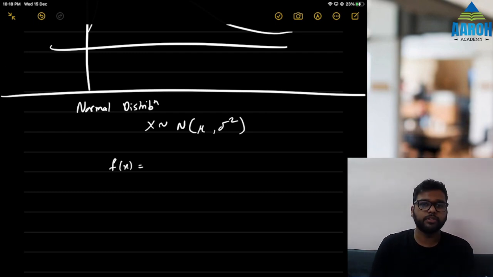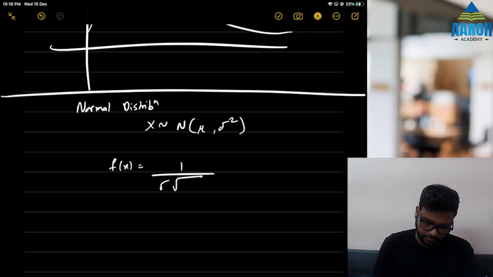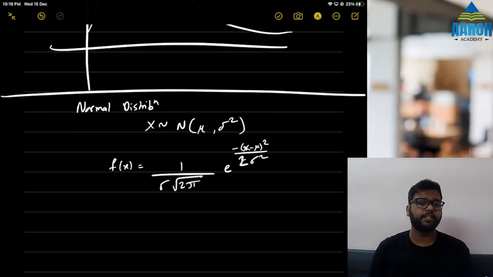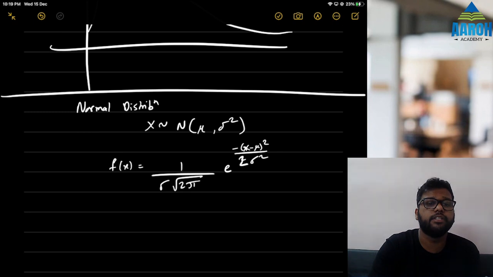PDF of the normal distribution: 1 by sigma root 2 pi, e raised to the power of minus half into x minus mu divided by sigma, whole square. That is correct. I have just written it in a different way, but that is the correct answer: 1 by sigma root 2 pi into e raised to minus (x minus mu) square upon 2 sigma square. That is the formula for the PDF of the normal distribution.